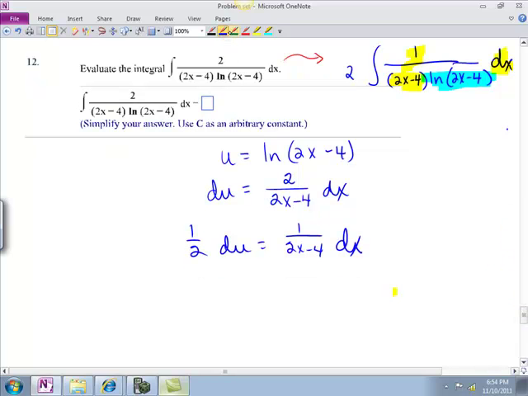All right, let's rewrite the problem. We got a 1/2 integral of... oh, so we end up with 1, right? So they cancel out. Okay, so what's in here? 1 over u, because here's u, right here. 1 over u, and the rest of it's du.